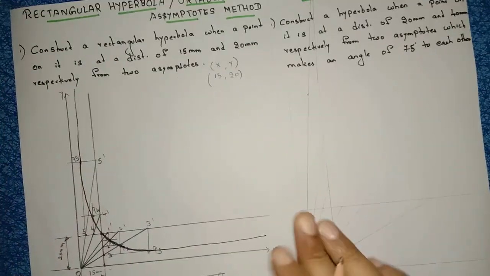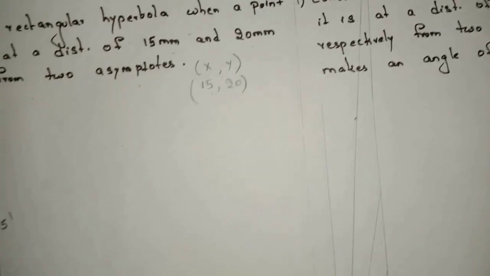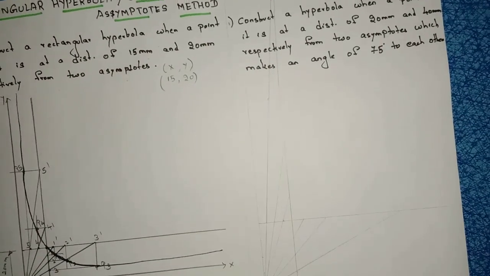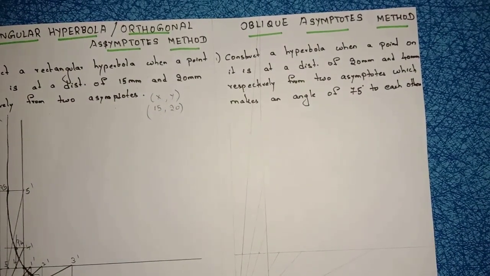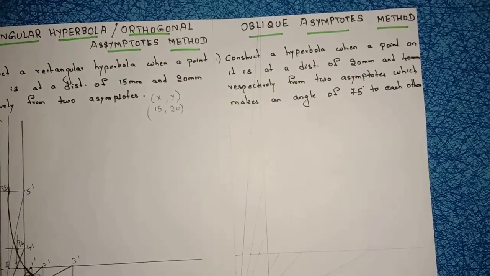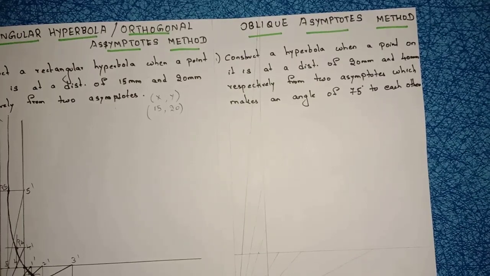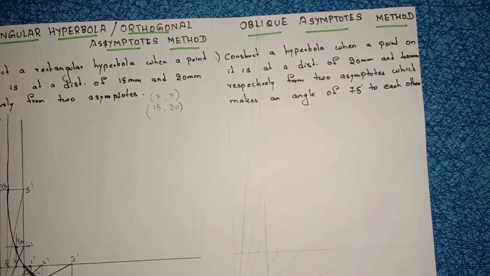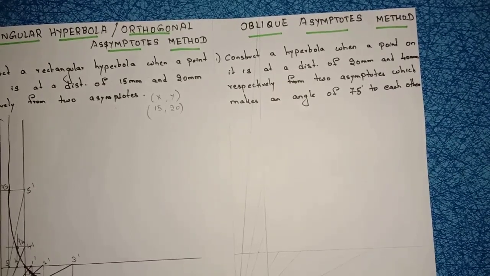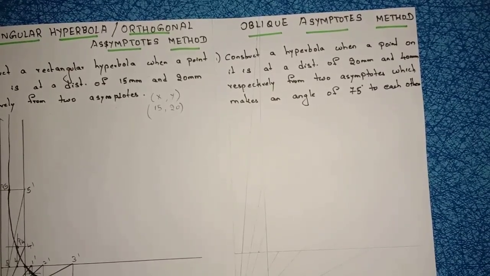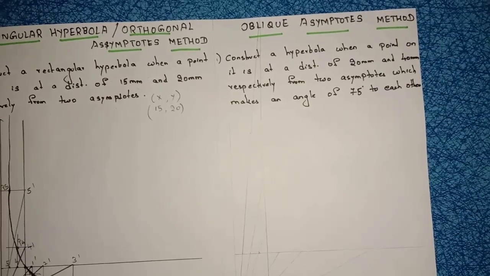Right, so this is rectangular hyperbola or orthogonal asymptotes method. Similar to eccentricity, in ellipse and in parabola, how did we construct the rectangle method and parallelogram method? What is the major difference between those two? In rectangle method, the angle was 90 degrees. In parallelogram, in the question they will mention the angle like 70 degrees, 75 degrees like that.